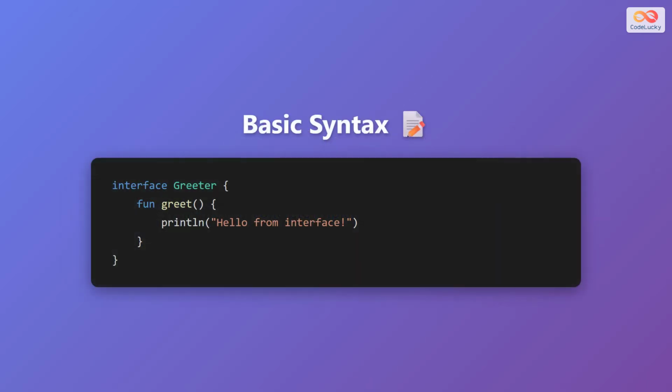Let's look at the basic syntax. Here we define an interface called Greeter. Inside this interface, we have a function called greet. Notice that this function has a complete implementation with curly braces and a println statement that outputs "Hello from interface". This is a default method because it includes the actual code that will run.